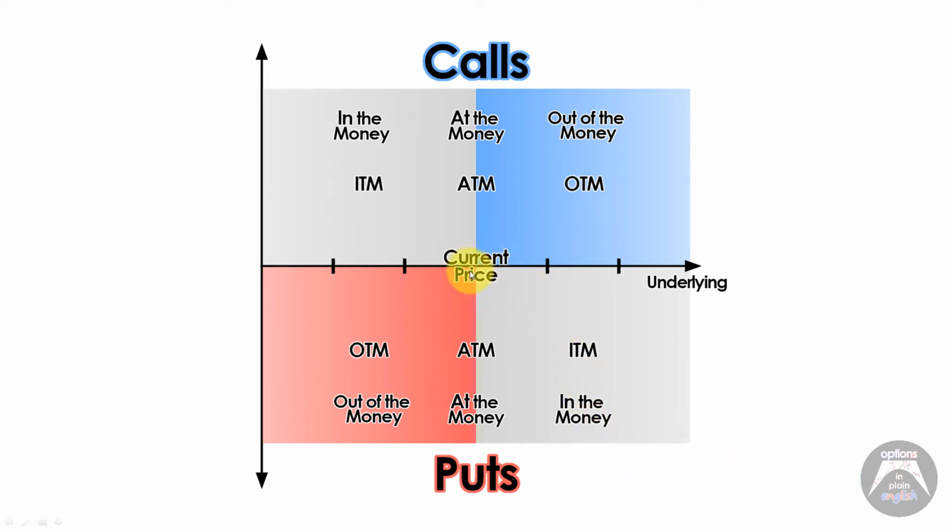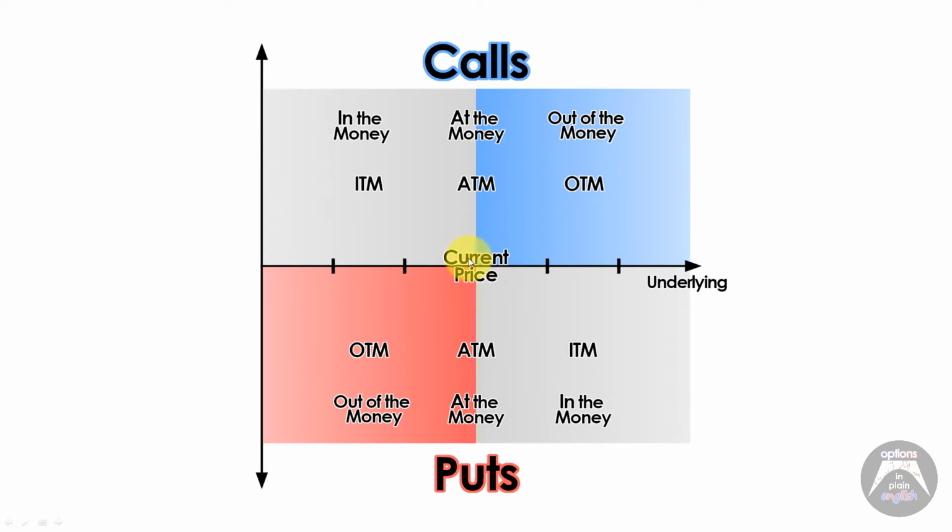So if we have the current price of the underlying and we're looking at calls, the strike price that is the closest to the current price is going to be called the at the money strike. So for example, if there's a stock that's trading at $70, then the $70 strike is going to be the at the money strike for both calls and puts.